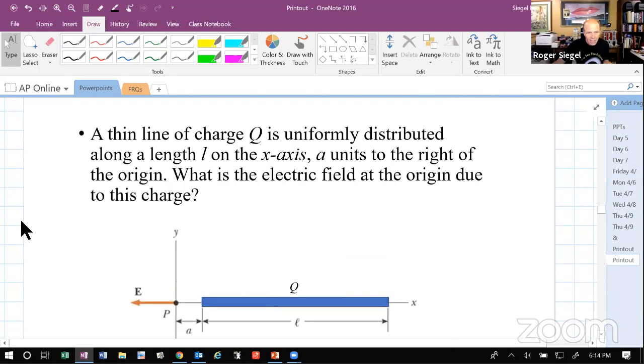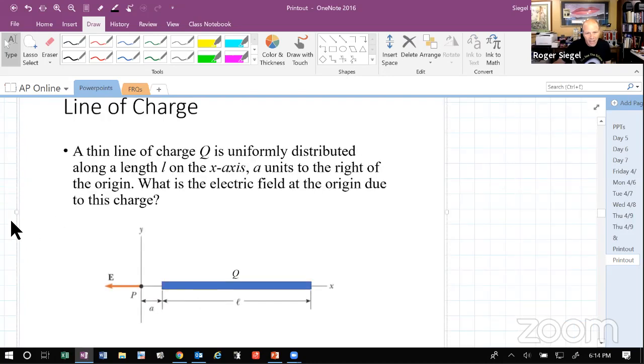All right, so this says a thin line of charge Q is uniformly distributed along a length L on the x-axis, A units to the right of the origin. What does the electric field at the origin do to this charge? Okay, so let's take a minute and just make sure we see what we've got. We've got this line of charge. It is uniformly distributed. It's the same everywhere, this Q. And it starts here at a distance A to the right of the axis, and it ends a distance L from that. It's L long, okay?